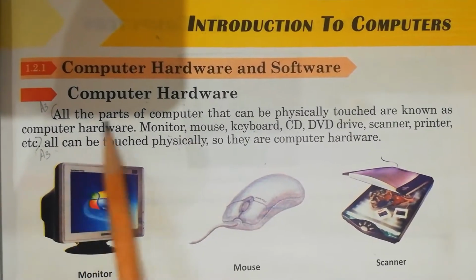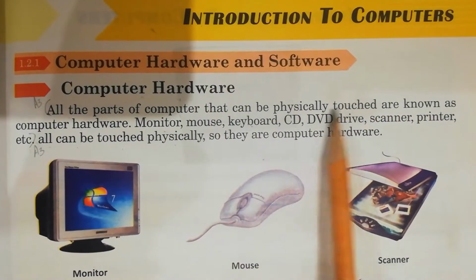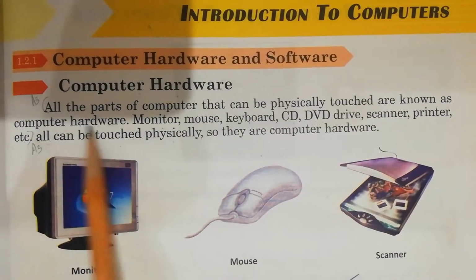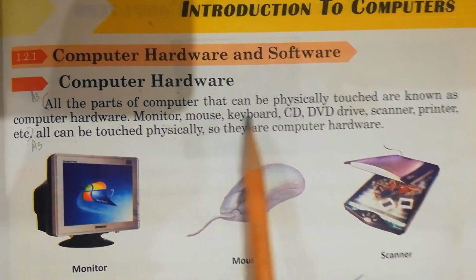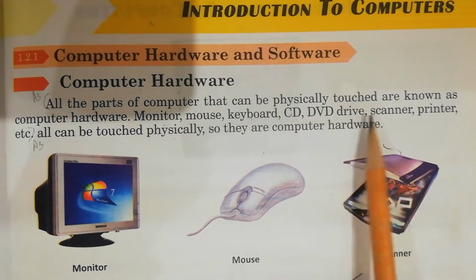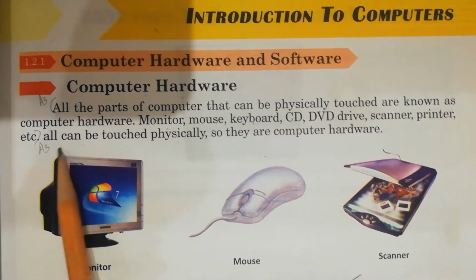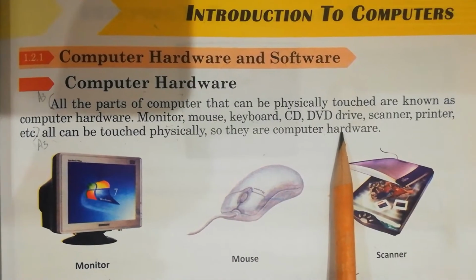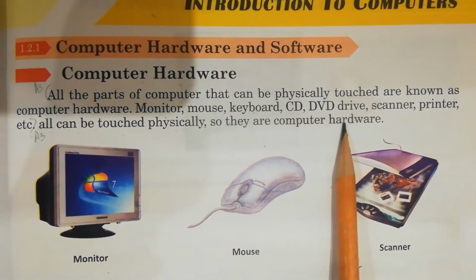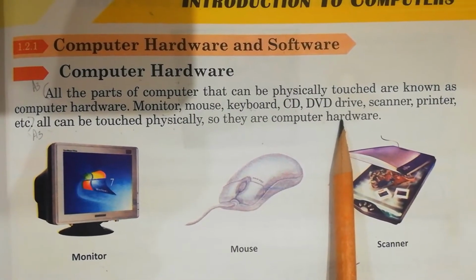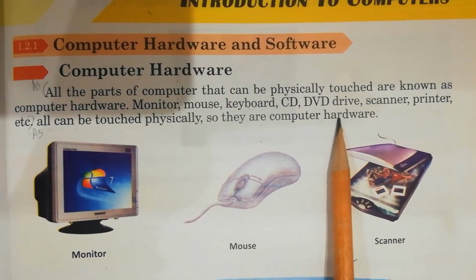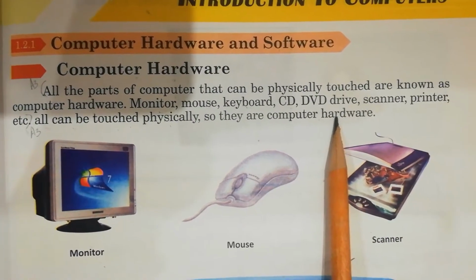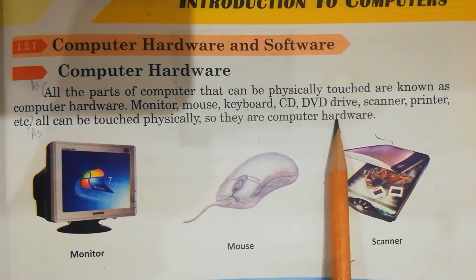Computer Hardware. All the parts of a computer that can be physically touched are known as computer hardware. Monitor, mouse, keyboard, CD, DVD drive, scanner, printer, etc. all can be touched physically, so they are computer hardware. Computer hardware is the physical components that a computer system requires to function, and it refers to the physical components that make up a computer system.